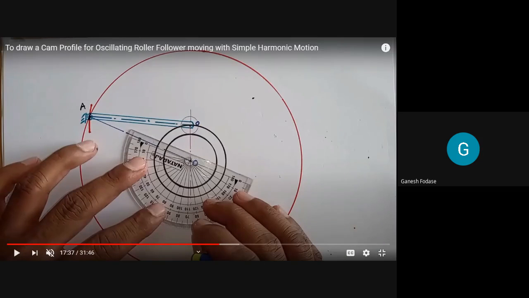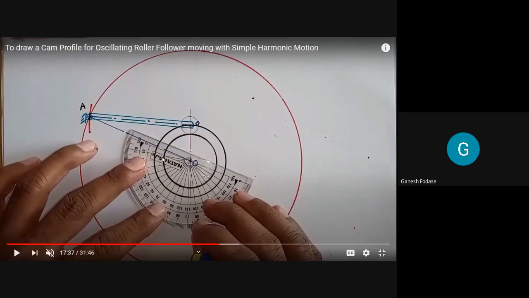I think it is clear from which line we have to start division. Is it clear? Yes, sir. From which line? From AO. AO is the name, but we can say from the line joining cam center to fulcrum center. From that line, we have to start division.